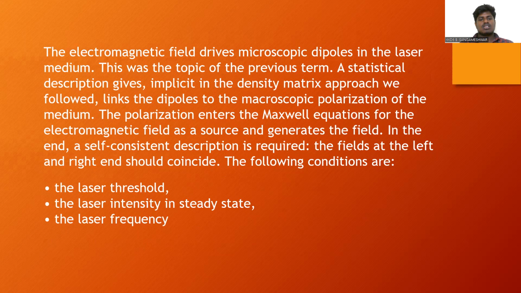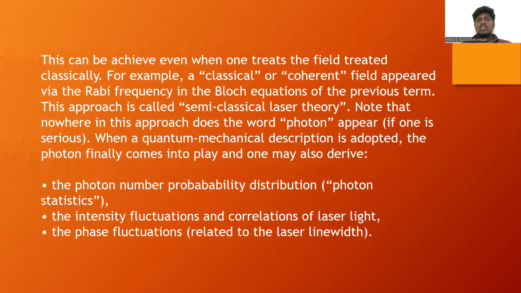The following conditions are obtained: first, the laser threshold, the laser intensity in steady state, and the laser frequency. With the help of the laser, we can find some of them. We can find the laser frequency. We can see the laser threshold and also the laser intensity in steady state. This can be achieved even when one treats the field classically. For example, a classical or coherent field appears via the Rabi frequency in a Bloch equation of the previous term. This approach is called semi-classical laser theory.